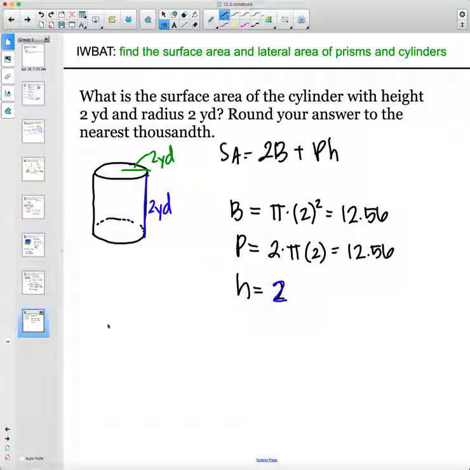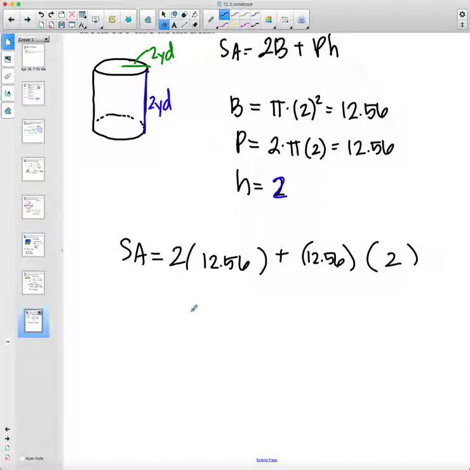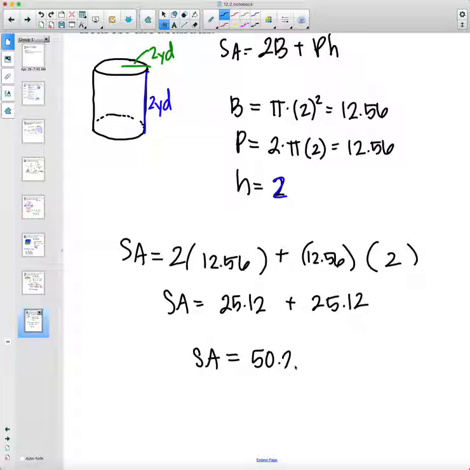Then plug it into the surface area formula: 2 times the area of the base plus the perimeter times the height. Area of the base was 12.56, perimeter of the base was 12.56, and the height was 2. Multiply these out and you get 25.12 here, 25.12 here. Add those together, and your surface area is 50.24 yards squared.